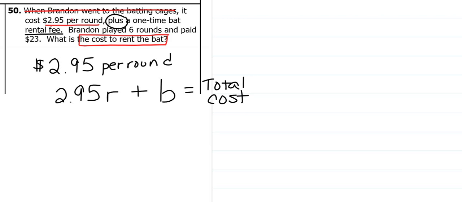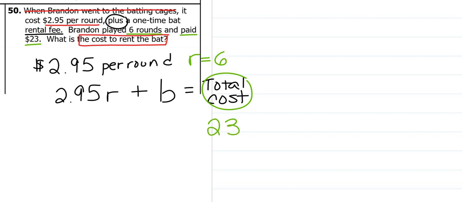Now, Brandon played 6 rounds. So that means that R, the number of rounds, is equal to 6. And he paid $23. That's the total amount that he paid at the end of the day. So the total cost was equal to $23.